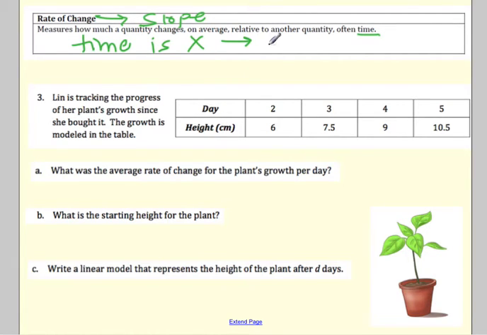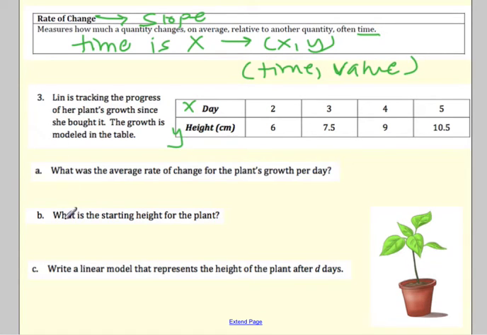Okay. So if I have the ordered pair x, y, it's typically that my x is time and my y is a value, whatever value. So for instance, if I look at what I have here, x would be my days. Days can be a form of time, and y would be my height, which is the other value.